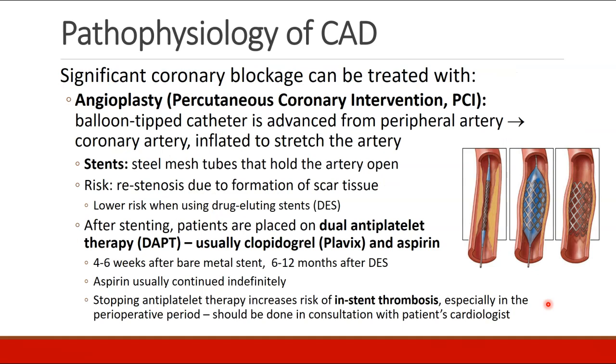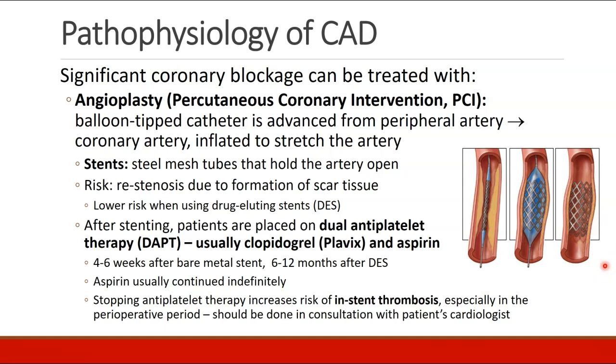Another alternative would be angioplasty, also called a percutaneous coronary intervention, or a PCI. In this case, a balloon-tipped catheter is advanced from some peripheral artery all the way up to the coronary artery, and the balloon is then inflated to stretch the artery open. A stent may also be deployed. A stent is simply a steel mesh tube which is left in place to hold the artery open.